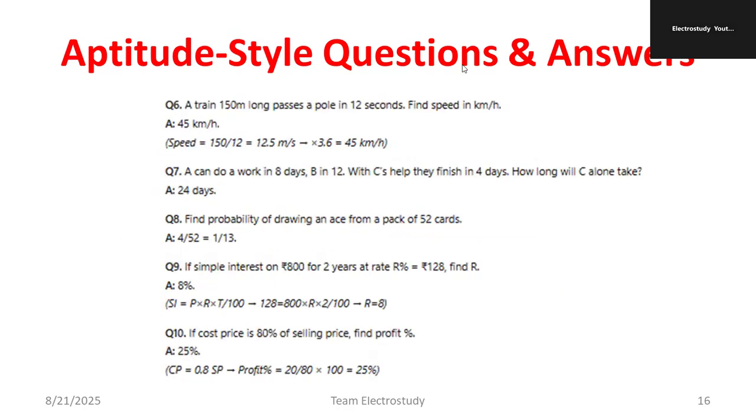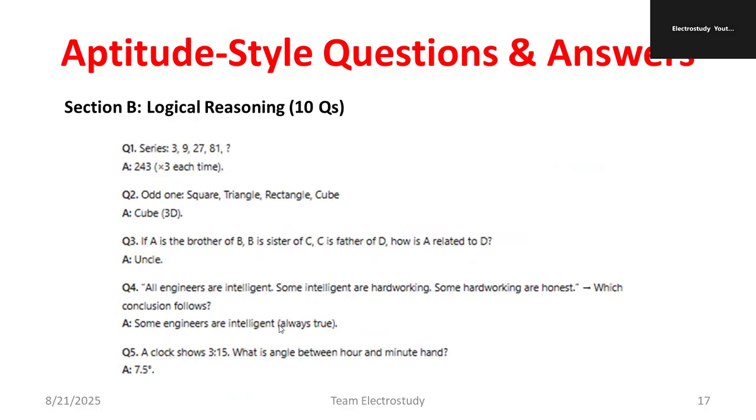Similarly, train problems. In every aptitude test you can see the train problem. Then work and time. Kindly revise the topic work and time. Similarly, probability: number of favorable samples divided by total number of samples. For simple and compound interest, you should study the relation between them also. A separate formula you can study. Selling price and cost price.